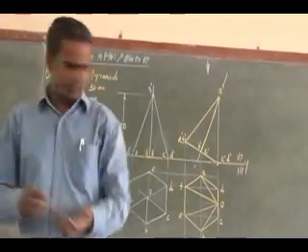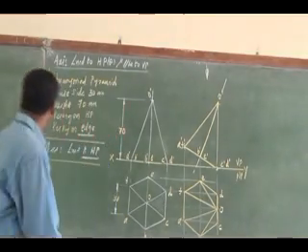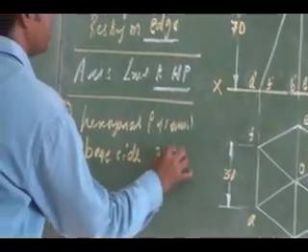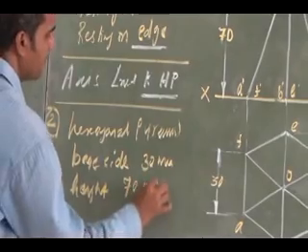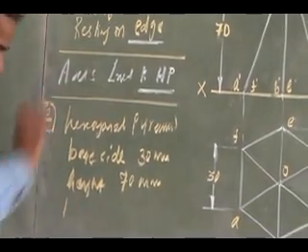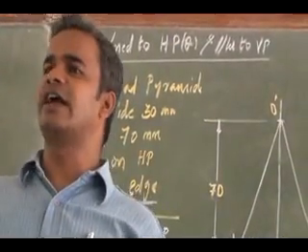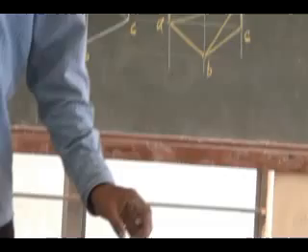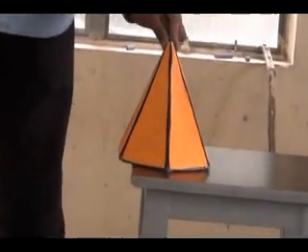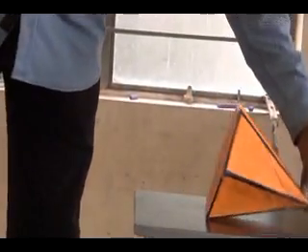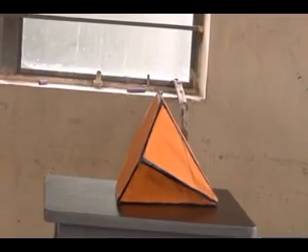Take a problem here. Hexagonal pyramid, same thing. Hexagonal pyramid, base side 30 mm and height 70 mm. Listen, it is lying on the ground. Not resting, it is lying on the ground with one of its triangular slant faces. This is how it is lying with one of its triangular slant faces.